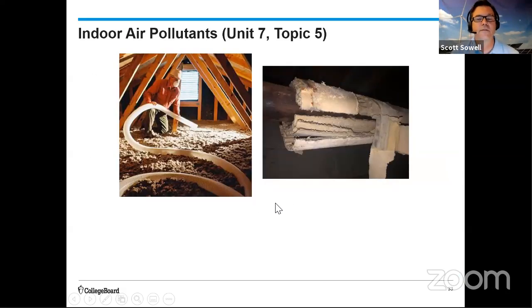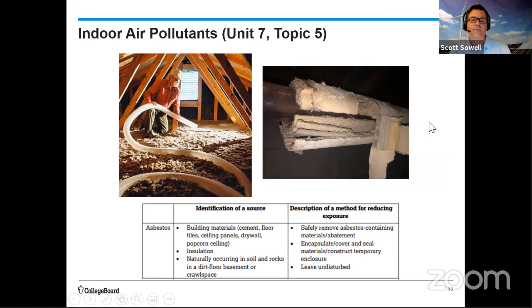Here are two pictures of some asbestos. So you can see the insulation in a house, old insulation, old hot water pipes used to be insulated with asbestos. It's not something that's used anymore. So you're typically only going to find it in older homes or older buildings. This was a part of an FRQ a couple of years ago, and the question asked the students to identify the source of the indoor air pollutant and one method for reducing exposure. And so for asbestos, again, the building materials, insulation, and then ways to reduce exposure: safely removing it, sealing it up so it can't affect you, or just leaving it undisturbed, because it's when it's removed and disturbed that those particles get into the air and can cause problems.